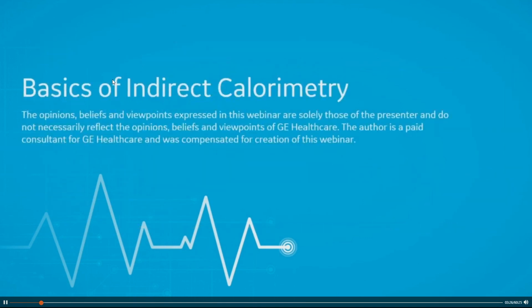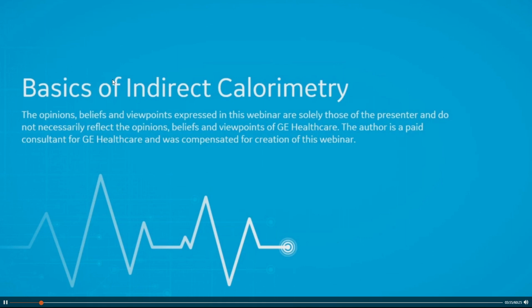Before we get into the basics of indirect calorimetry, let me just provide a little bit of an agenda to level set where we're going to go today. First off, we want to build a foundation. So the foundation is really getting an understanding of energy metabolism, or what we will be talking about is energy expenditure, respiratory quotient, as well as the principles of indirect calorimetry.